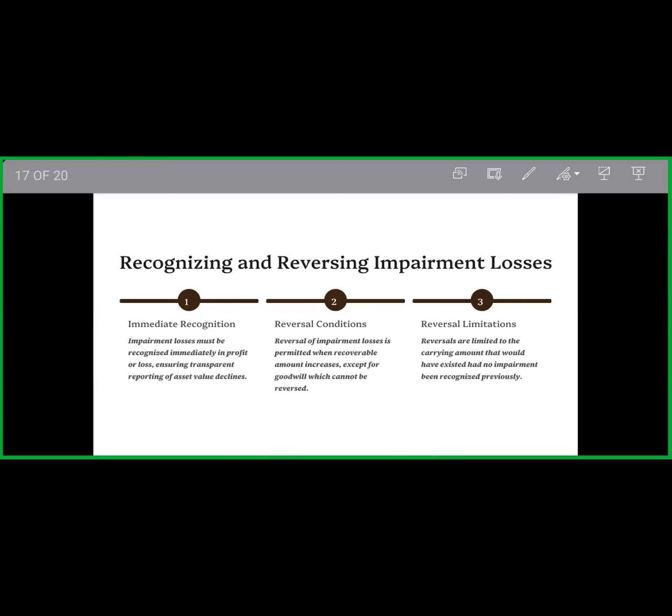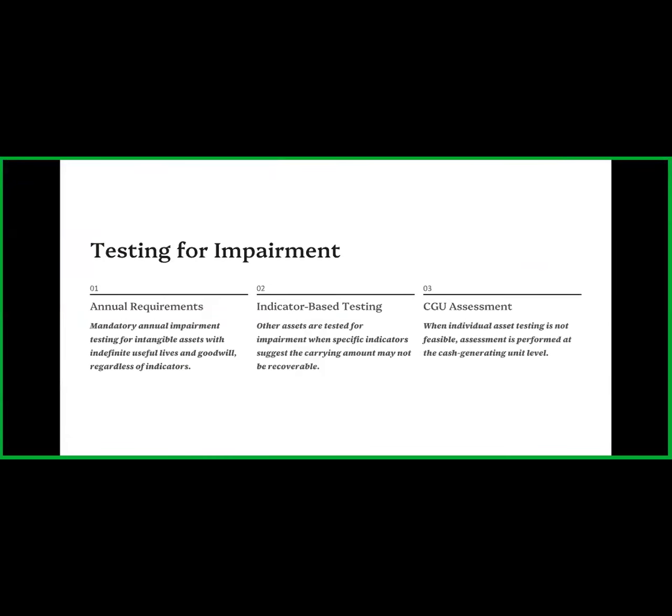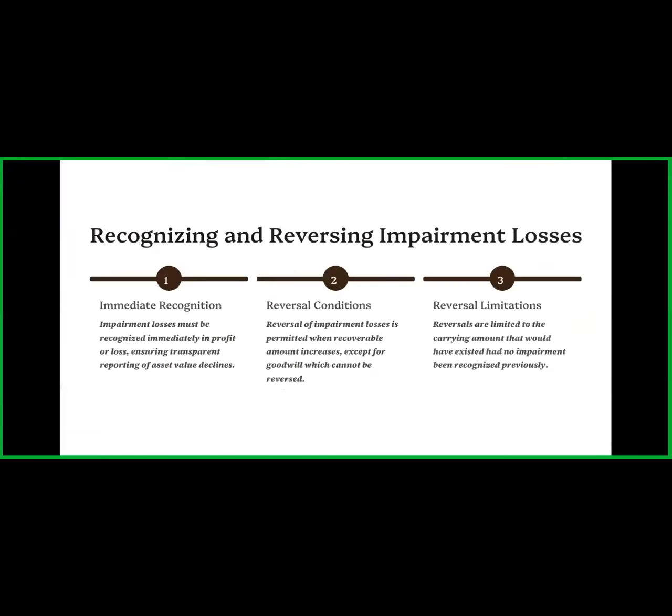But Indian Accounting Standard 36 tells us that impairment losses must be clearly mentioned annually. That means the annual calculation of the impairment of the assets should be clearly mentioned in the financial statements. That is the immediate recognition. Impairment losses must be recognized immediately in profit or loss, ensuring transparent reporting as the asset's value declines.